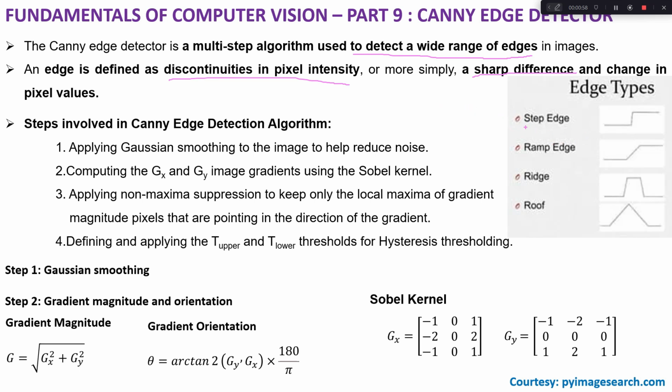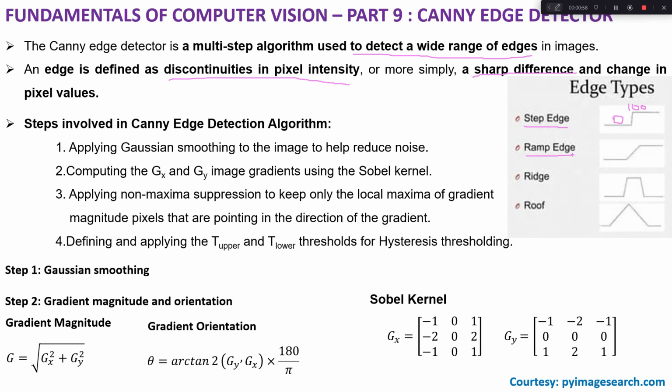First, I have a step edge. A step edge means an abrupt change in intensity, a sudden change in intensity. For example, if I have a pixel with a value of something like 0 and the nearby pixel has a value of something like 100, which means there is a sudden change in pixel intensity from 0 to 100, such a type of edge is called a step edge.